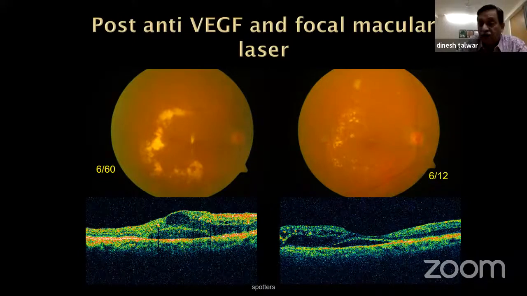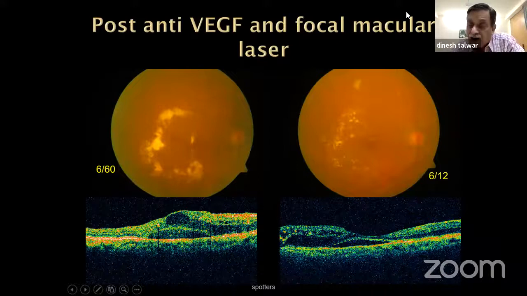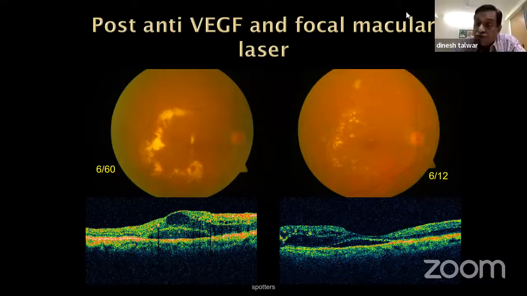Hyperreflective spots, I'm just quickly answering. I think it'll take too much time if we go discussing each. Hyperreflective foci are activated microglia. So this is basically inflammatory change. They respond to both anti-VEGFs and steroids, but they signify that recurrences are more common. In some studies, they've shown recurrences are more common in patients who have hyperreflective foci.